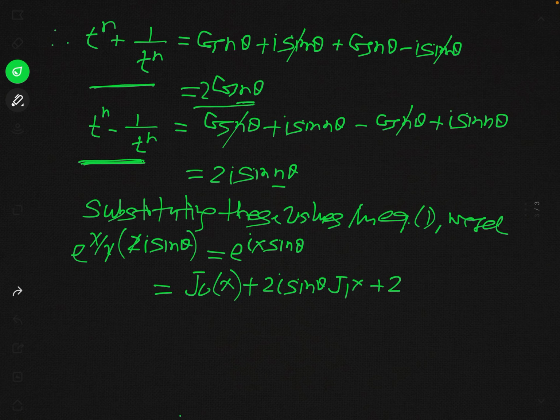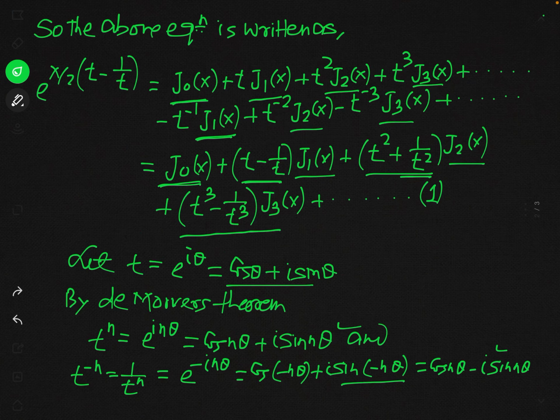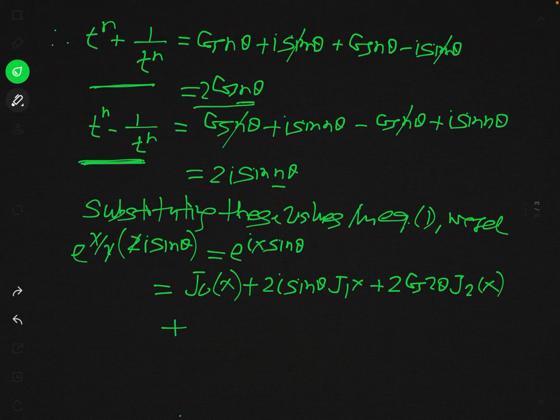So this will be 2 cos 2 theta times J2 of x, and plus, again see the next term, this is t cube minus 1 over t cube J3 of x. To get the value of t cube minus 1 over t cube, we will put here n equal to 3. So when n equal to 3, then this will be t cube minus 1 over t cube, and that will be equal to 2i sine 3 theta, because n is here 3.